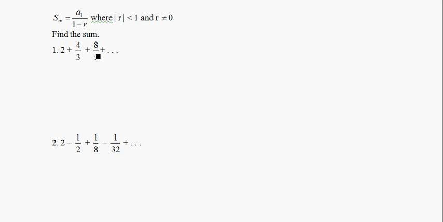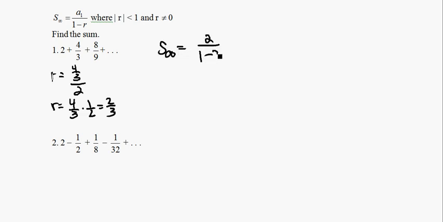So we want to find the sum of this infinite geometric series. How do we know it's infinite? Because it goes dot, dot, dot. We know it's geometric because I'm multiplying by 2/3, it looks like, because 2/3 times 4/3 is 8/9. If you don't know that, you could obviously find the common ratio, which is 4/3 divided by 2, which is the same as 4/3 times a half, which is equal to 2/3. So our infinite sum will be equal to the first term, 2, over 1 minus 2/3, which is 1/3. And if I flip and multiply, I get 6.